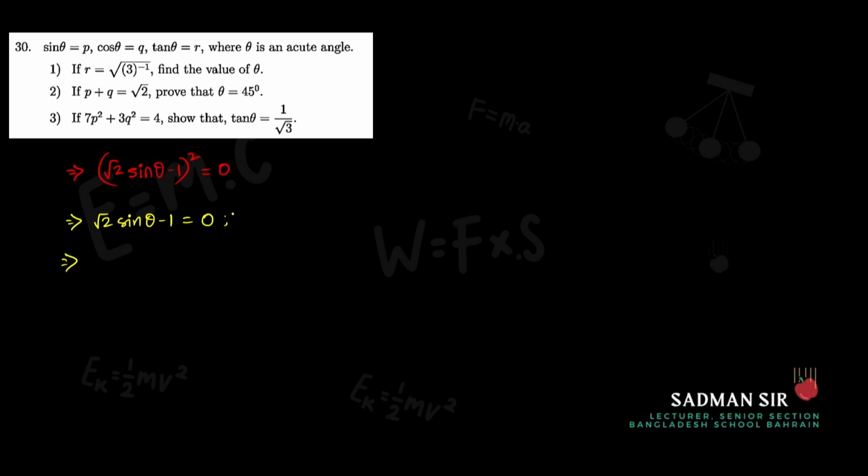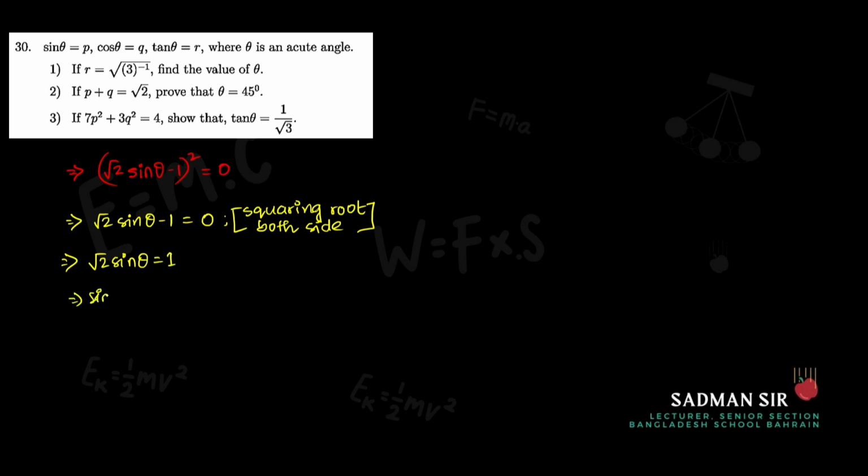You can write here, taking a square root on both sides. It actually doesn't matter much. So now root 2 sine theta we have here minus 1. If I take it to the other side, it will become plus 1.